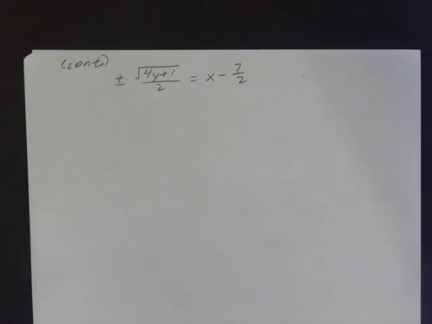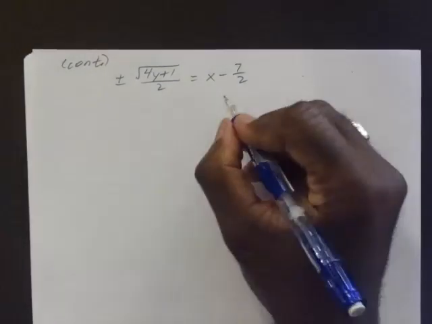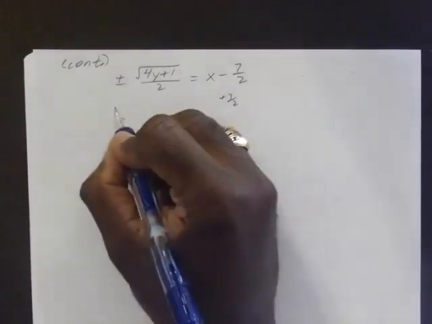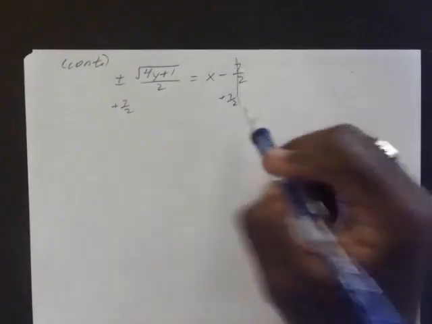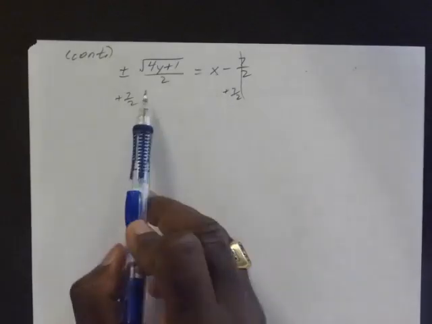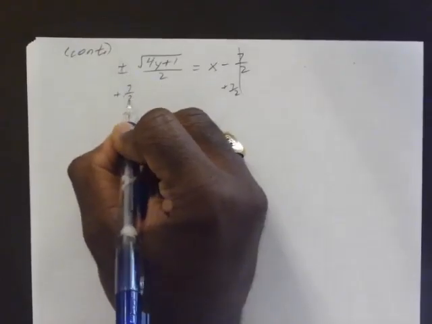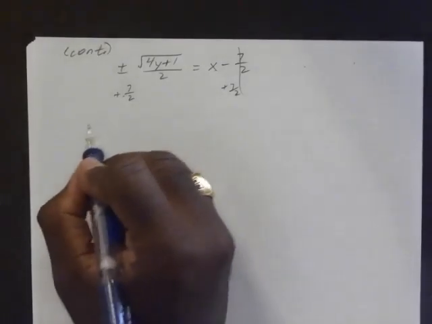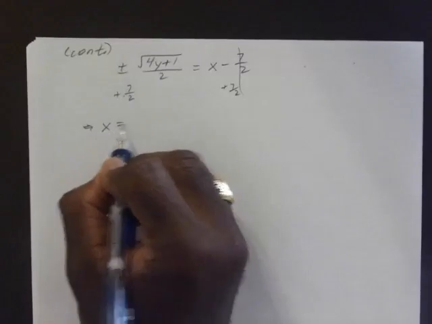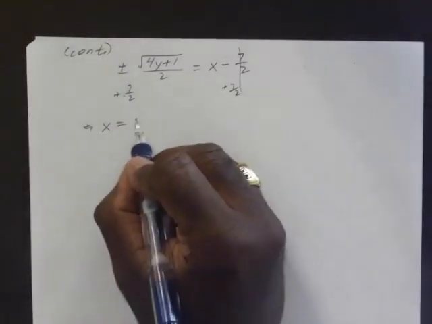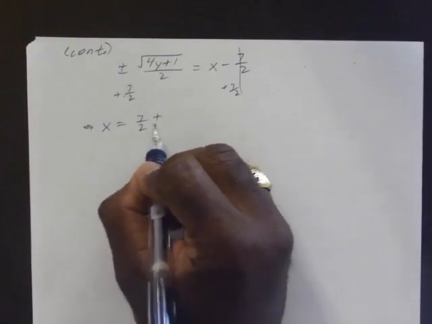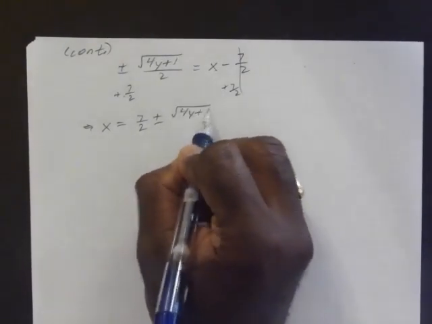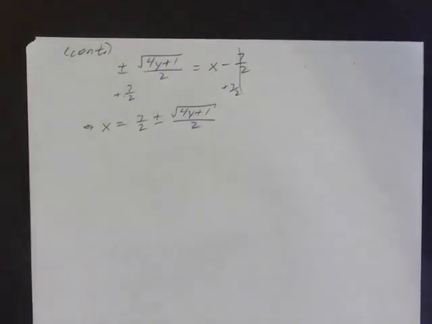Okay. So if we add 7/2 to both sides, that gives us x is equal to 7/2 plus or minus the square root of 4y plus 1 over 2. And again, I like to have my variable on the left side. Square root of 4y plus 1 divided by 2.